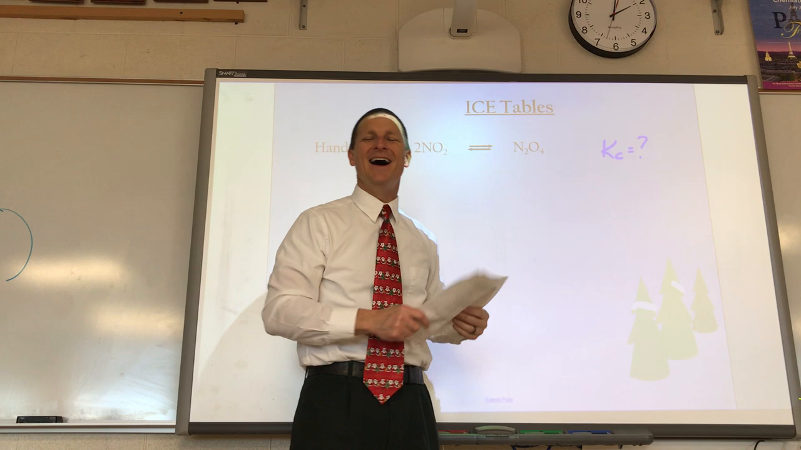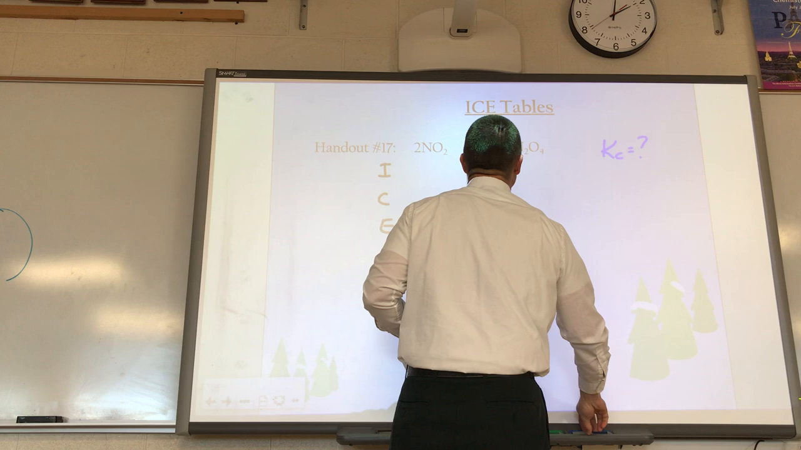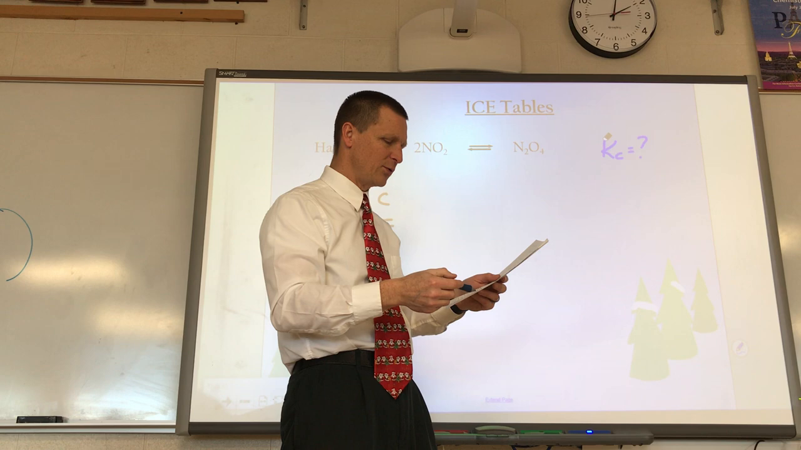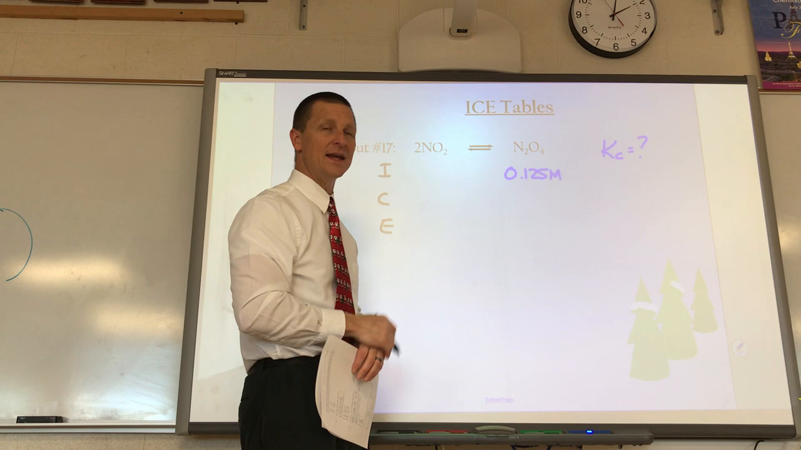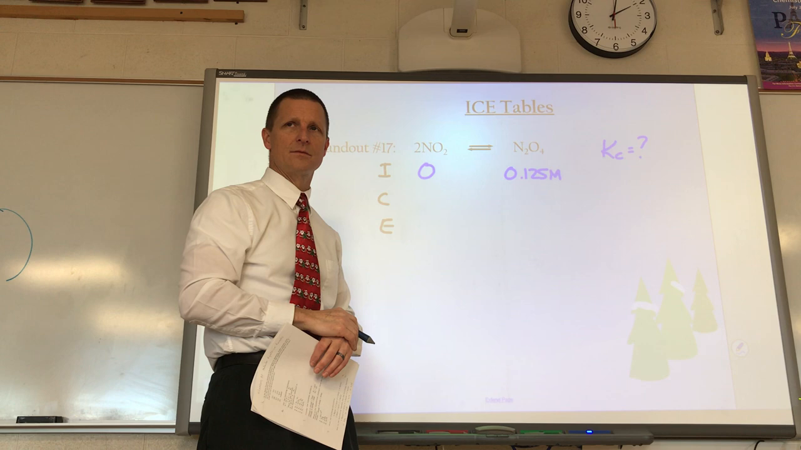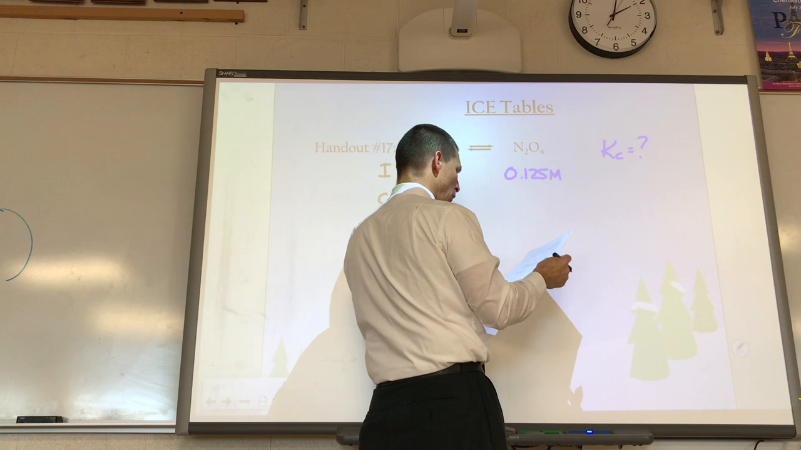So the N2O4, now remember that we have to use molarity, not just moles. So we have the moles and liters. It says 0.625 moles into a 5-liter container. That means the initial concentration was 0.125 molarity. Initially, the NO2 value is zero. And it also gives us one other thing, that the N2O4 concentration at equilibrium, way down here, is 0.075.